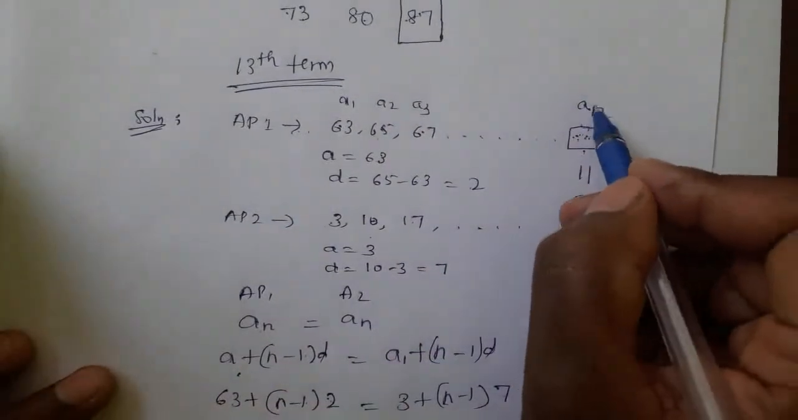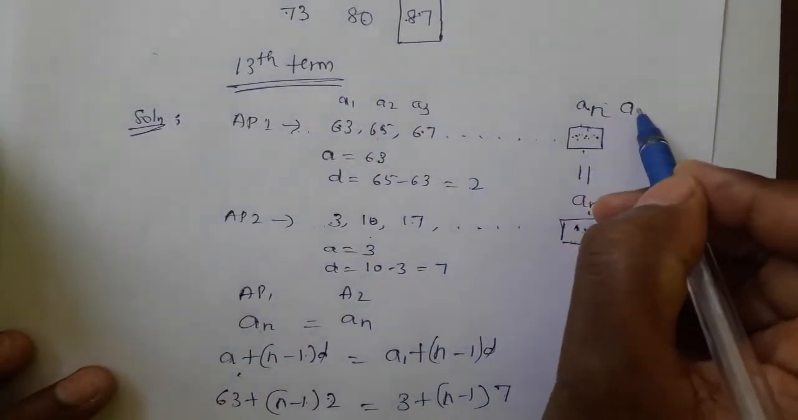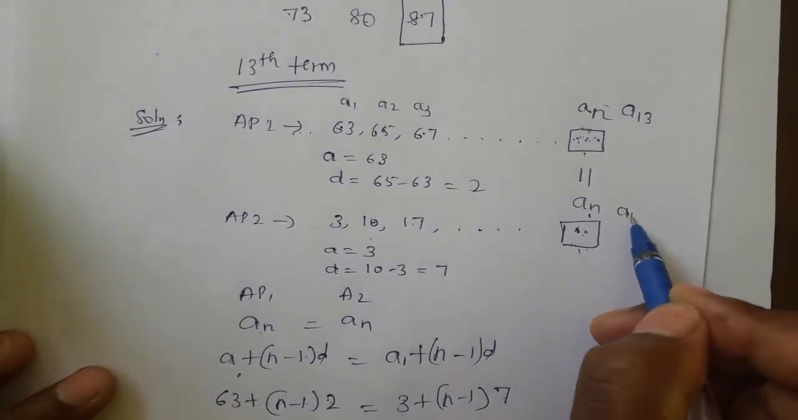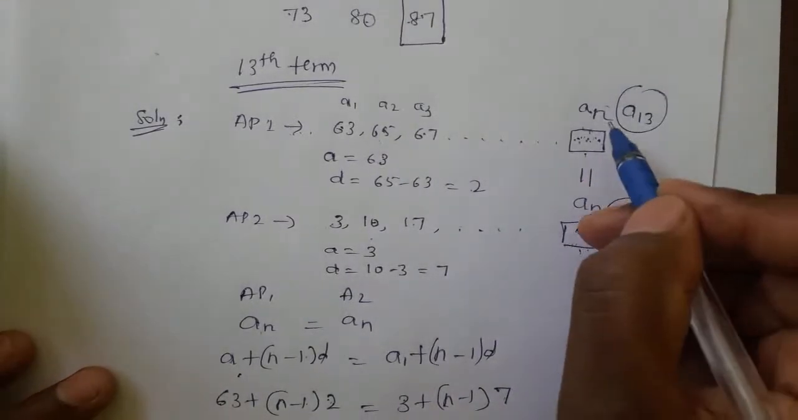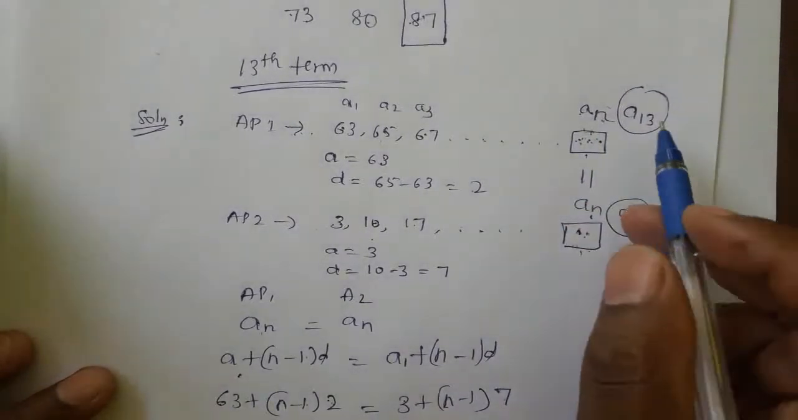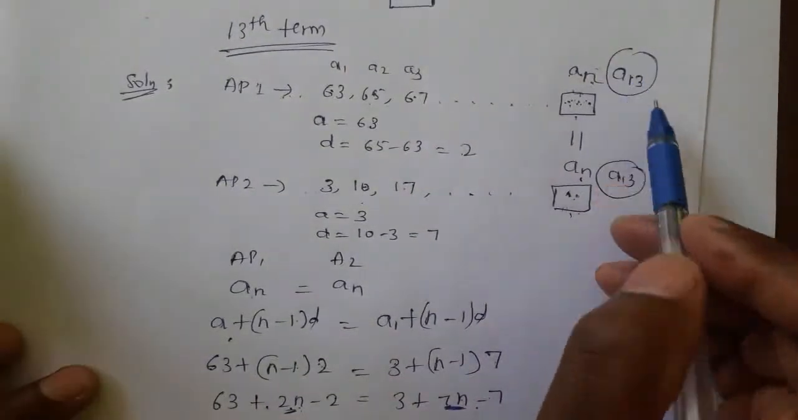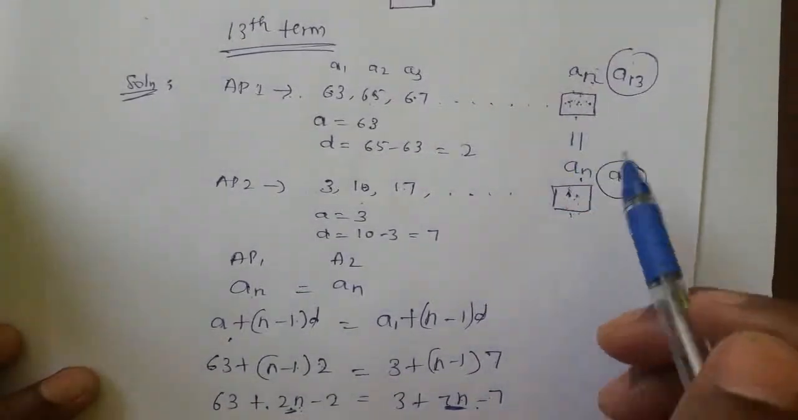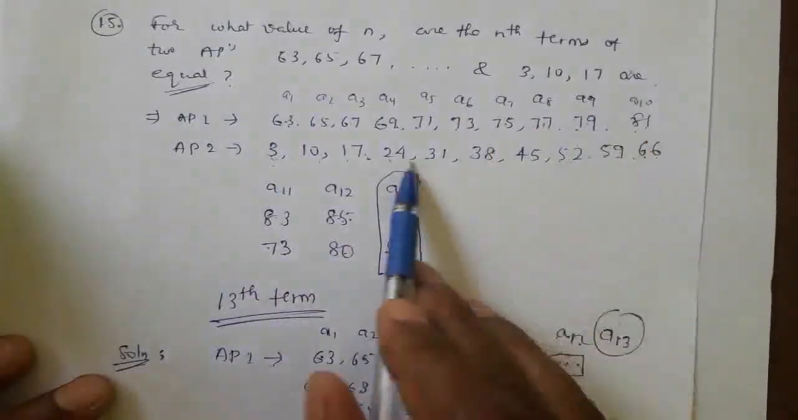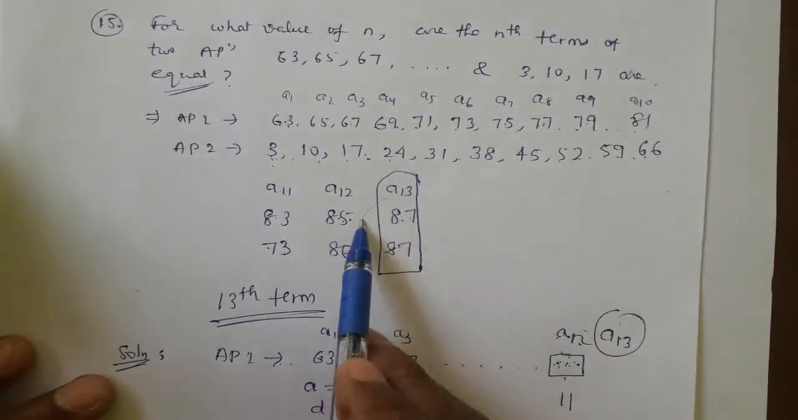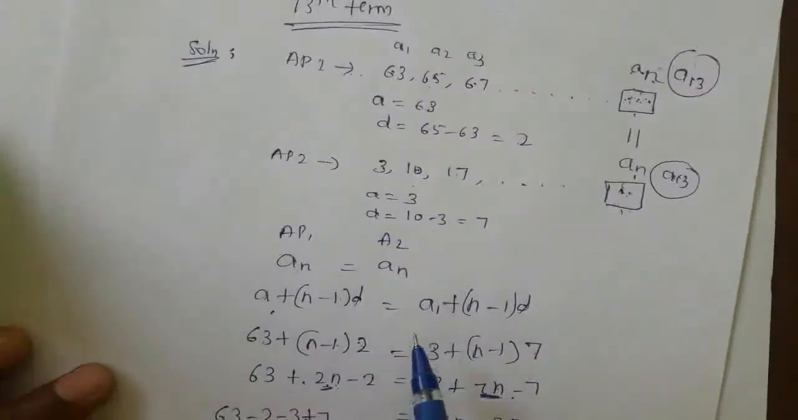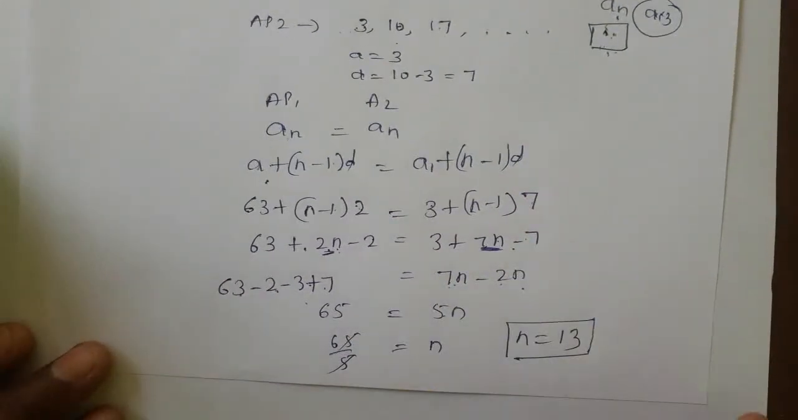That means if both the APs' an are equal, definitely the position is the 13th term. Exactly at the 13th term. Before, the position was unknown, and we wrote an. Now it is known, the 13th position, A13. At the 13th position, both the APs are equal. That is what I showed here practically. At the 13th position, look here, both the APs are equal. In the formula method also, we got the same thing. So, hope you got this problem.